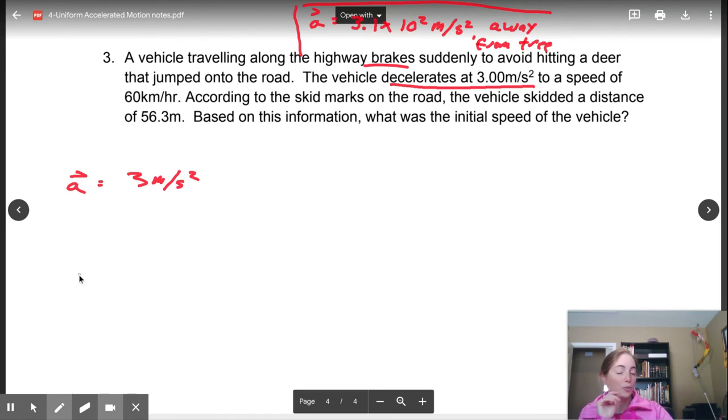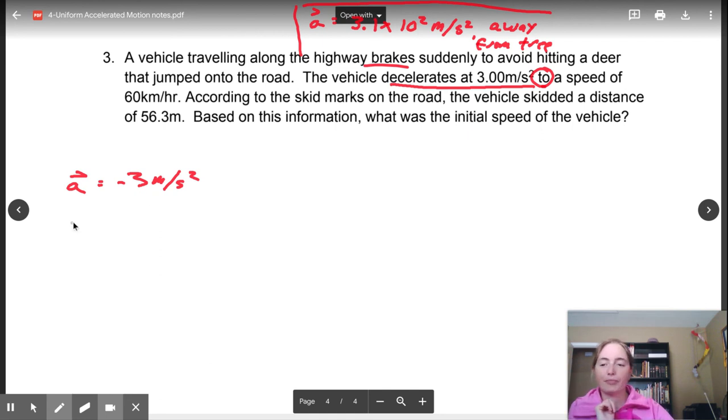What do I need to do with that 3? Make it negative. Okay, don't forget your signs. Watch closely for that. The vehicle decelerates to a speed of 60 kilometers an hour. Note that keyword "to." Watch your froms and tos, ladies and gentlemen. That's going to tell you if it's final or initial.